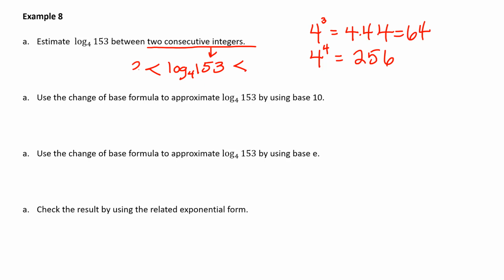So that's the answer. That's one way to estimate, to help me find the ballpark. What exponent do you put on 4 to get 153? Well, it's somewhere between 3 and 4.